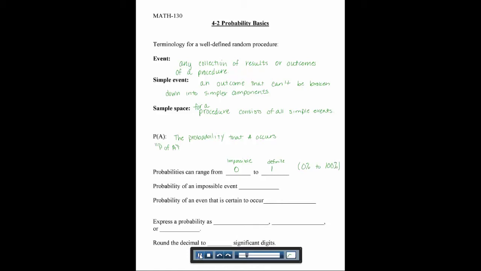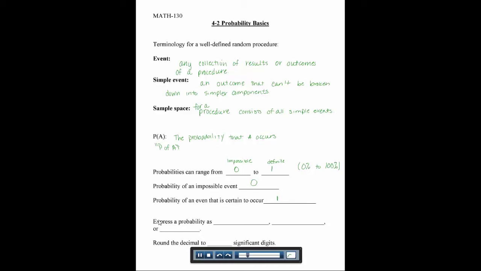Okay, so I guess I already said this, but the probability of an impossible event occurring would be 0. That's just something that can't happen. So, for example, if we say you're rolling a six-sided die, what's the probability of getting a 7? That probability is 0 because there's no 7 on the die. So the probability of an event that's definitely going to happen is 1, or 100%.